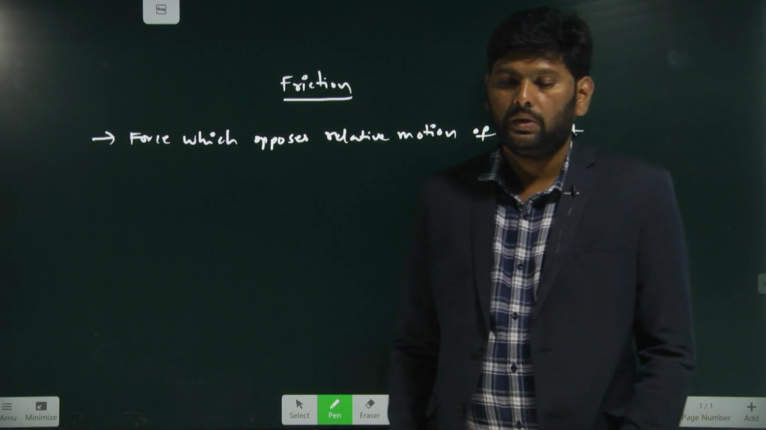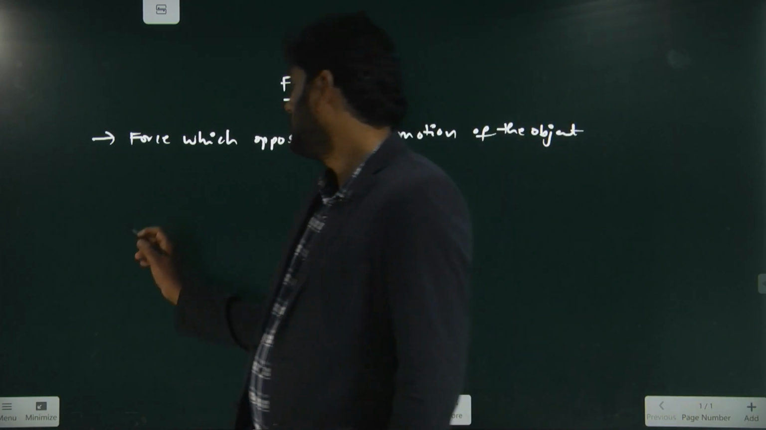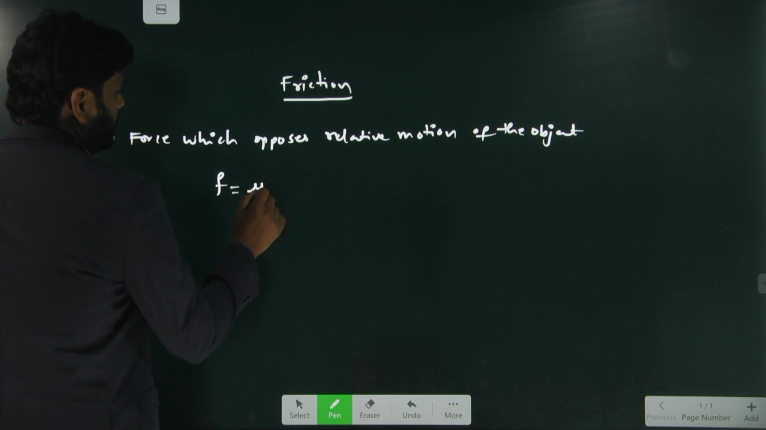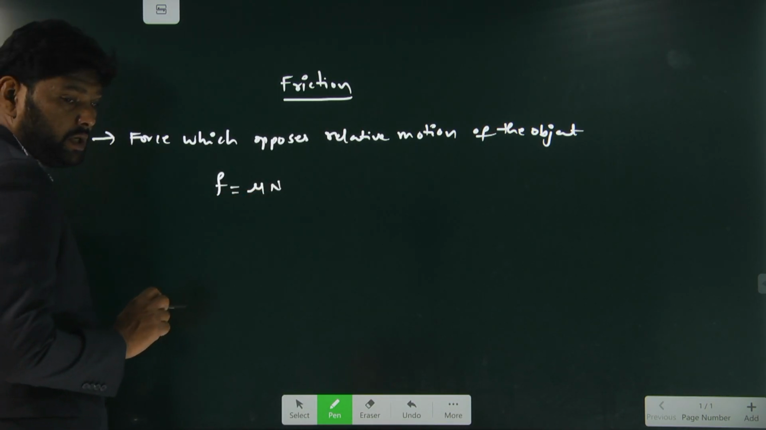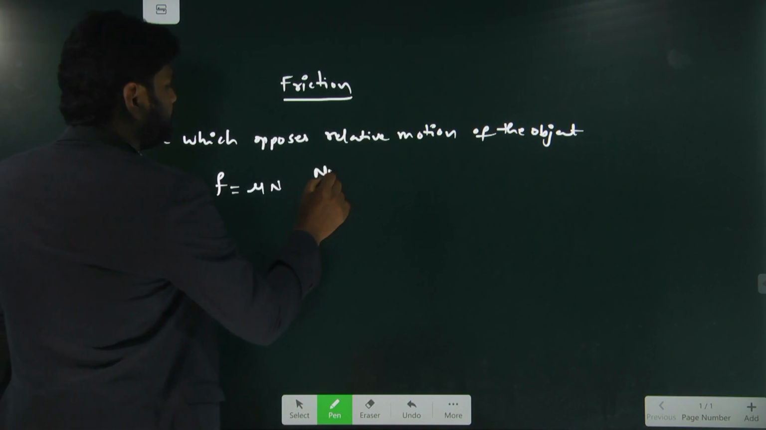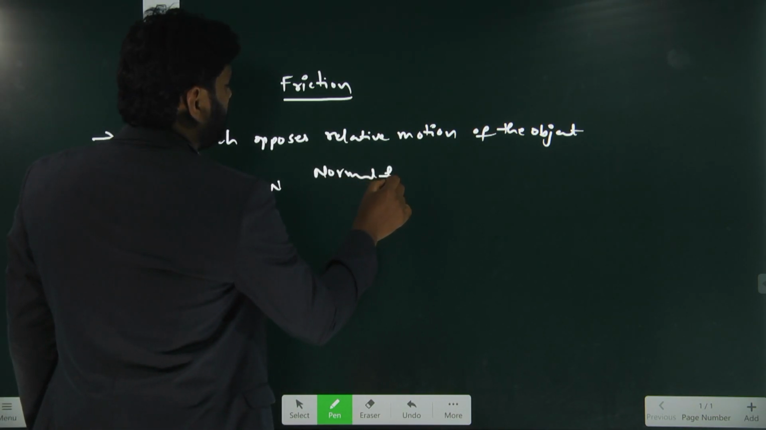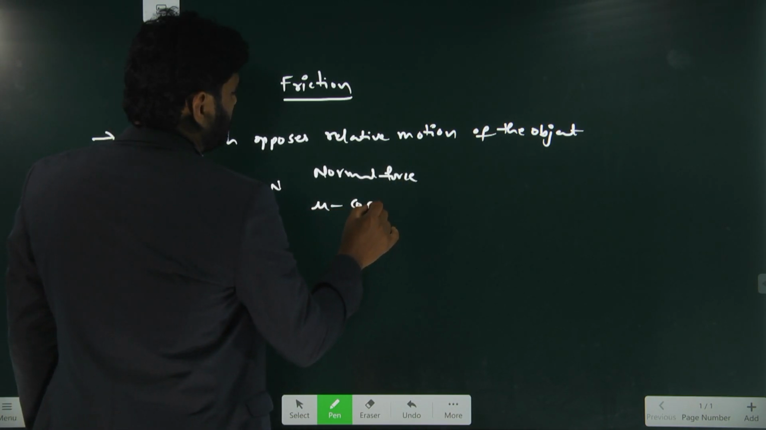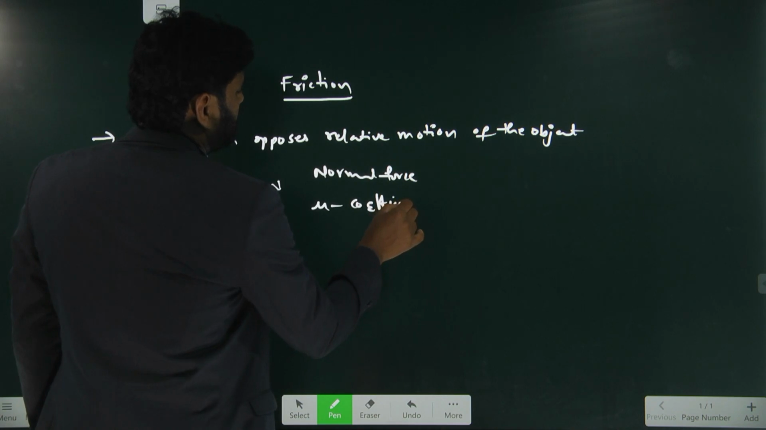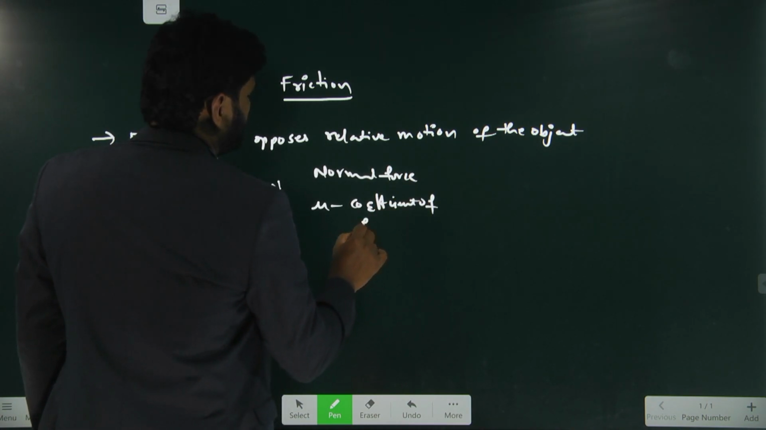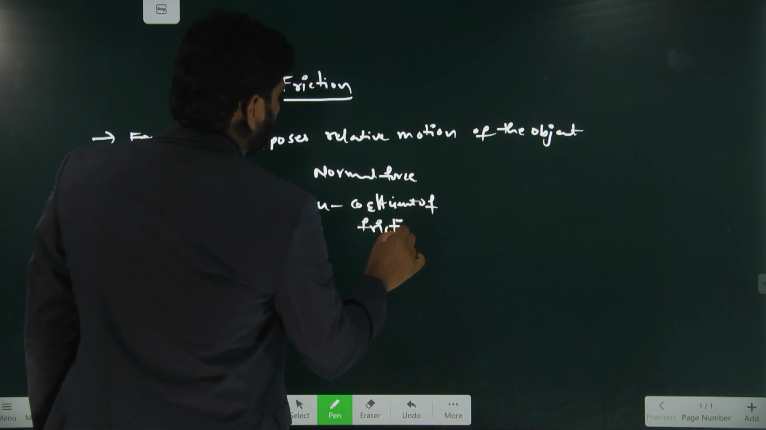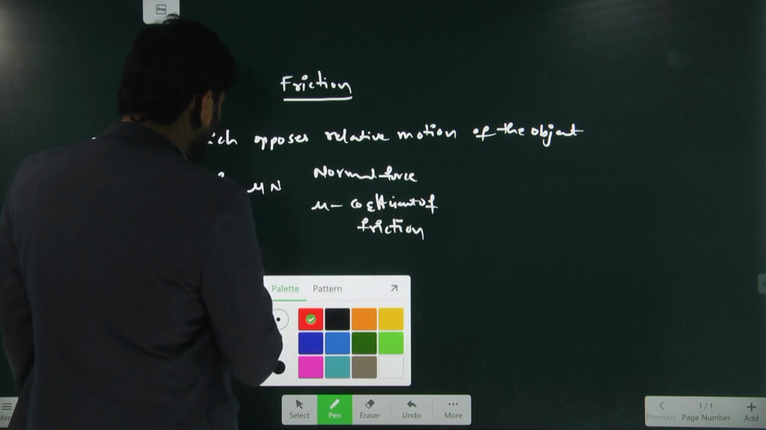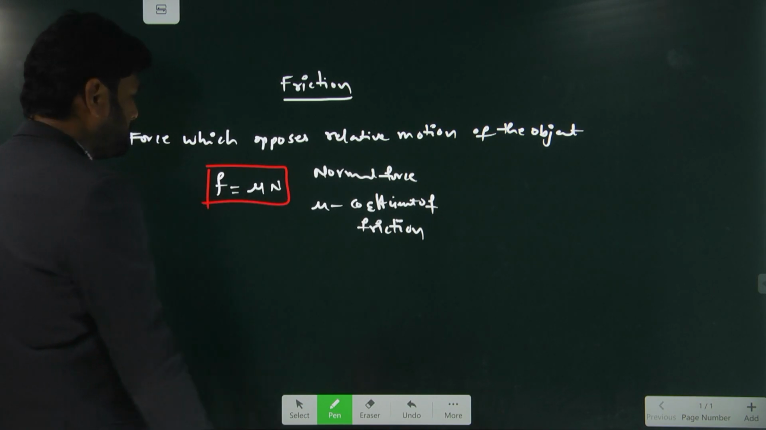Here we have the formula for friction. The formula for friction is F is equal to mu into N, where N is the normal force and mu is the coefficient of friction. Understand? Mu is the coefficient of friction. So this is the general formula for friction force.